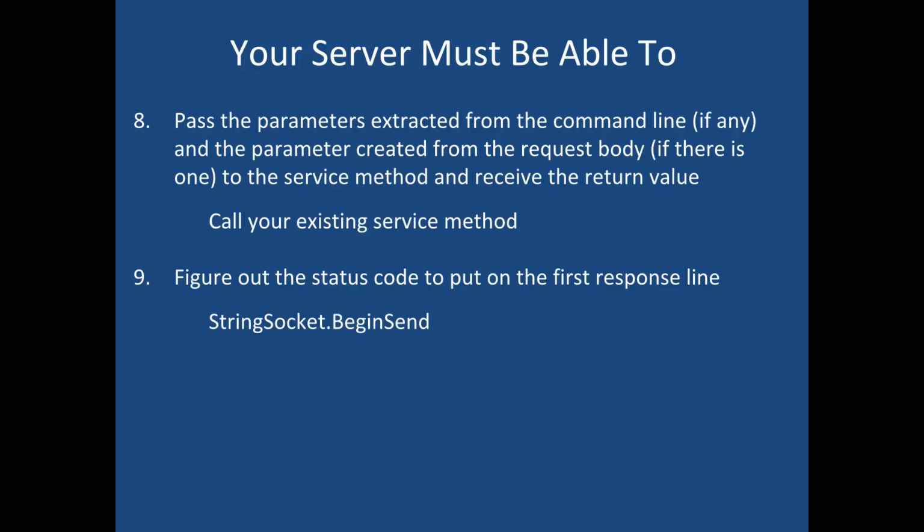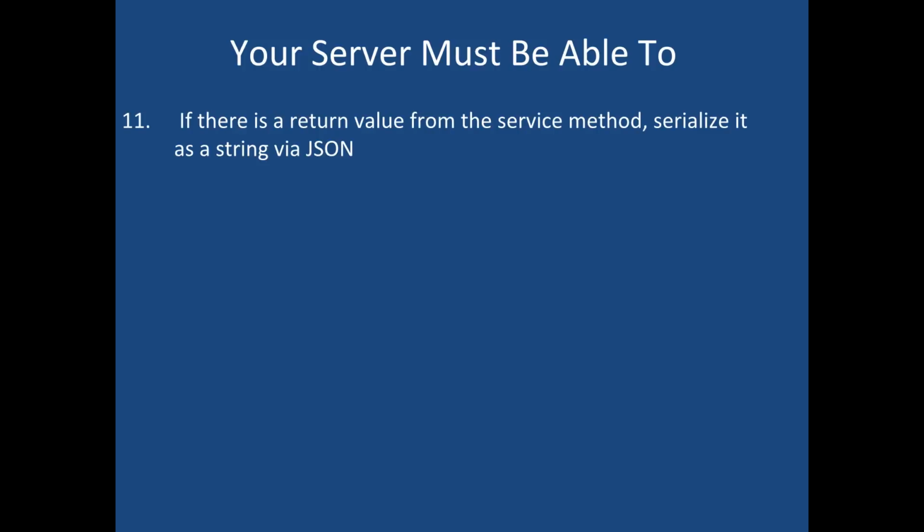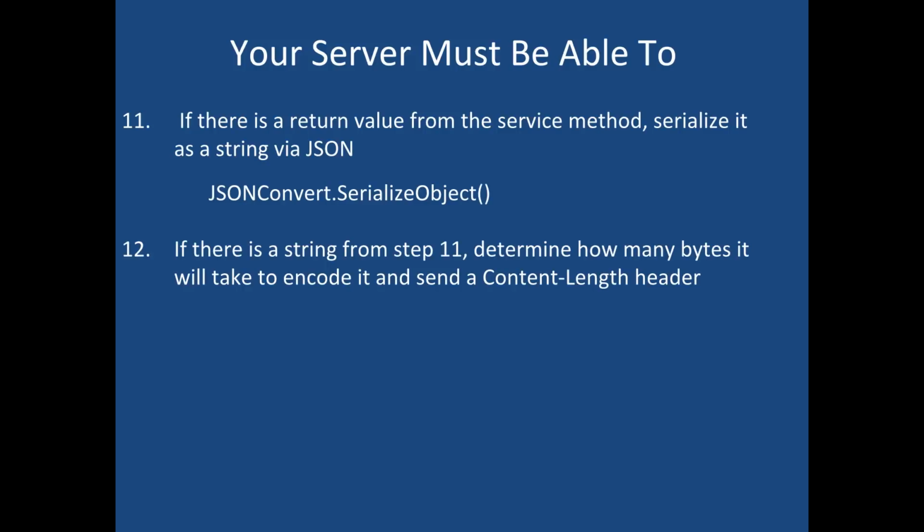Okay, so you figure that out, and you send it out with begin send. Then you got to send a content type header. So you say content type application/JSON. If there's a return value, you've got to serialize it into a string. If there's a return value also, you've got to take that string and determine how many bytes it will take to encode it, and use that answer to send a content length header back out to the client so they know how many bytes to expect. And I showed you how to do that last time. Be sure you use UTF-8.